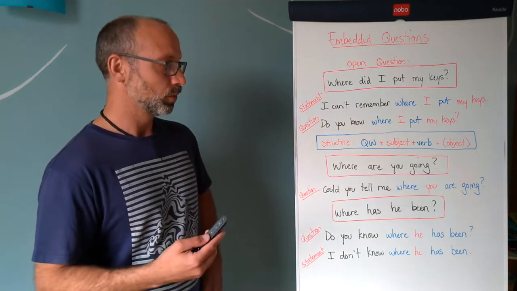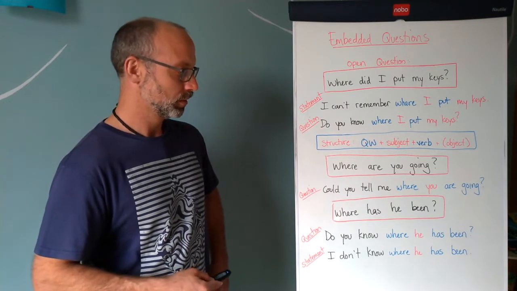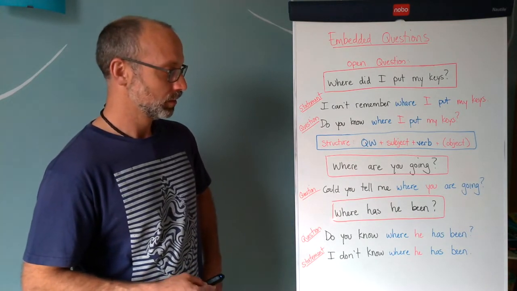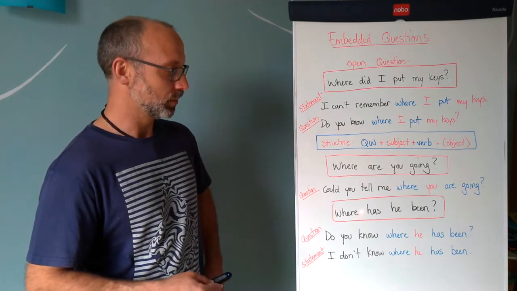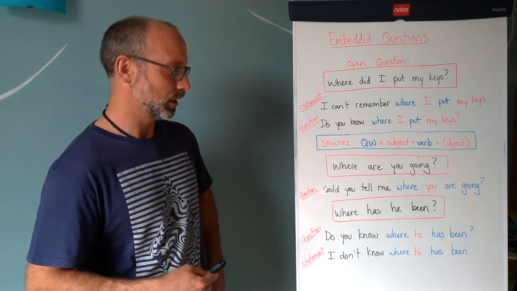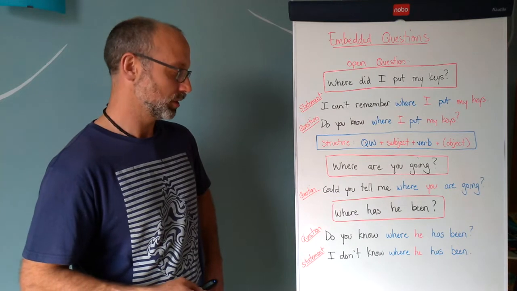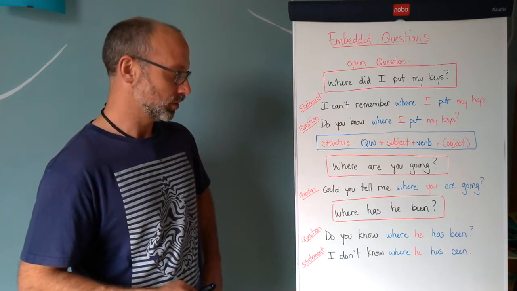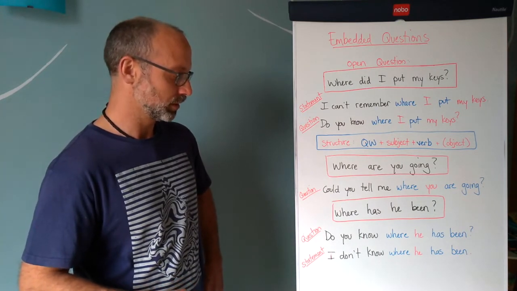So, we'll take a look at one more example. Where has he been? All right, so here we have the same structure. We're going to do everything in the same way, but it's just one more example for you. Firstly, the question within a question, and then secondly, the question within a statement.